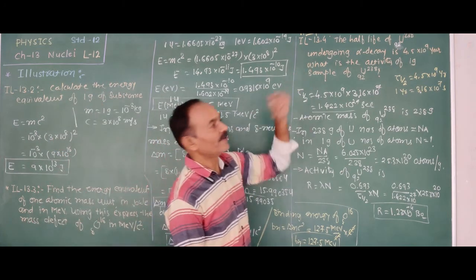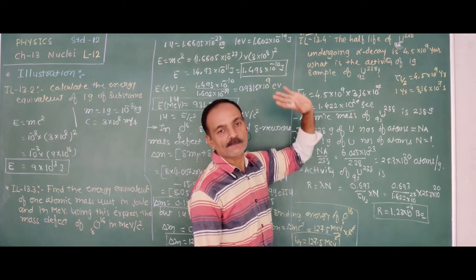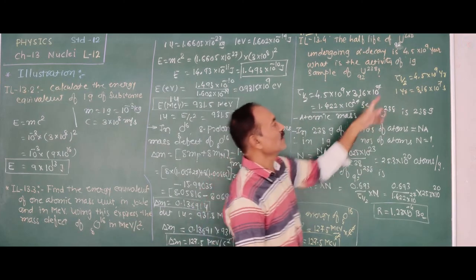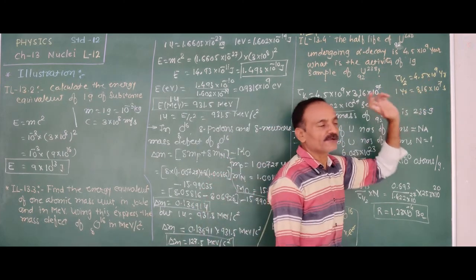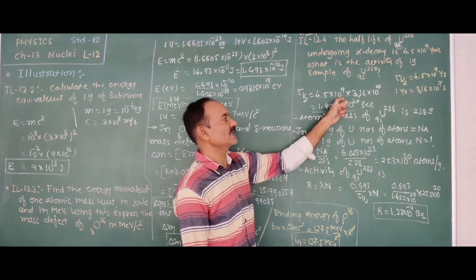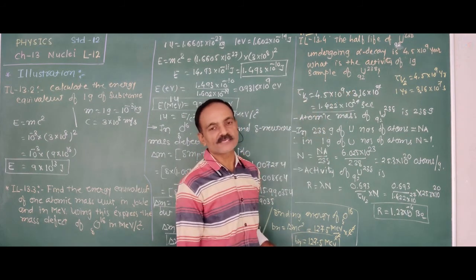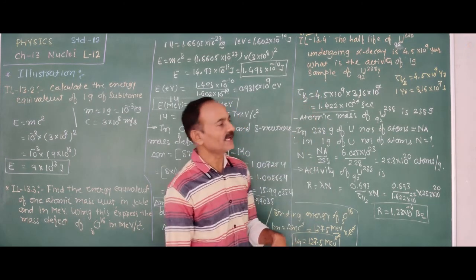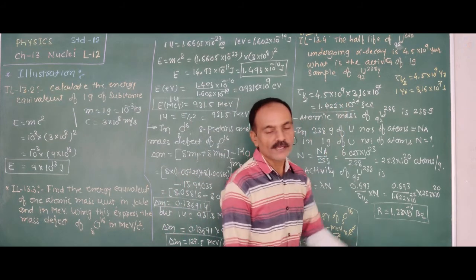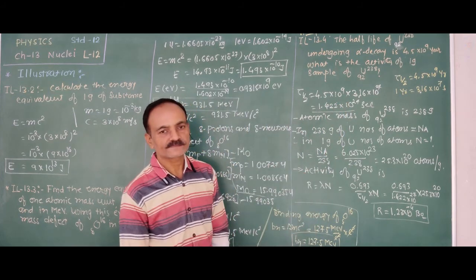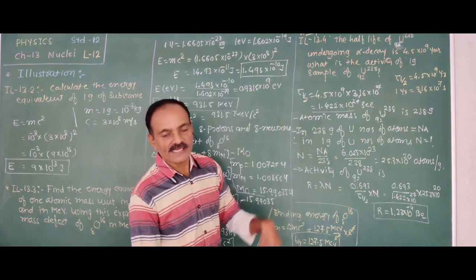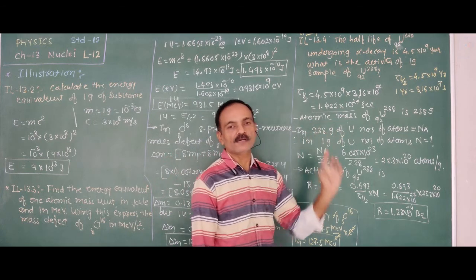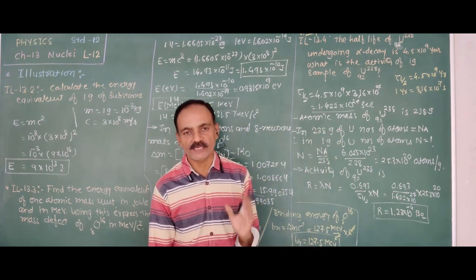Again, the half-life of uranium-92-238 undergoing alpha decay is 4.5 into 10 raised to 9 years. So tau half is given. First we convert it into seconds. Therefore 4.5 into 10^9 into 3.16 into 10^7. Thus we obtain the tau half in seconds is 1.422 into 10^27 seconds. Now we have to find out the activity of 1 gram uranium. Therefore, first we have to find out the number of atoms in 1 gram uranium.